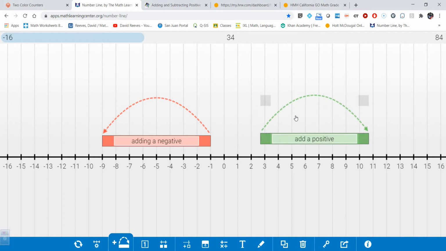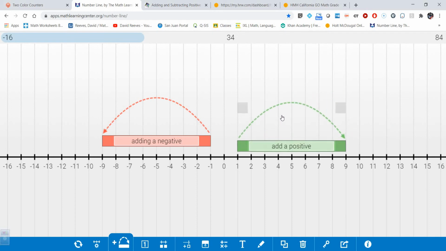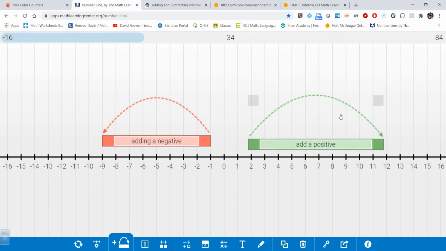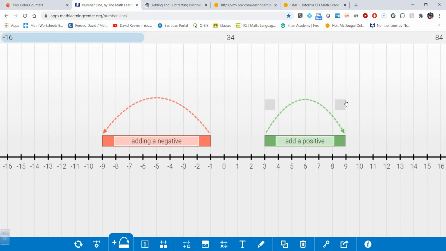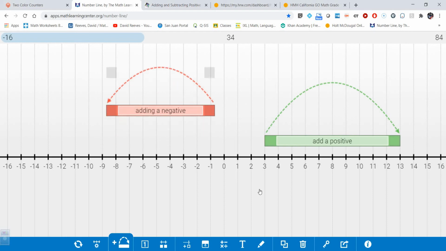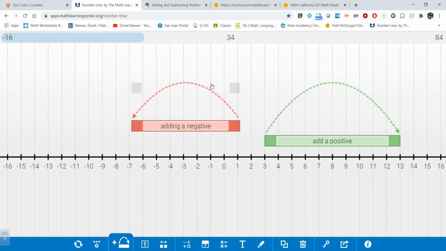So it doesn't matter where I start. Right here, this one would represent 1 plus 8, and it would be 9, right? I just keep adding more positives. This one would be 1 plus 11, and it would be 12. Or I simply shift this around, right? That would be 3 plus 10, which is 13. This one would be 3 plus 6, which is 9. But you notice, as long as I'm adding a positive, it's going to get bigger. Oh, that's kind of cool.